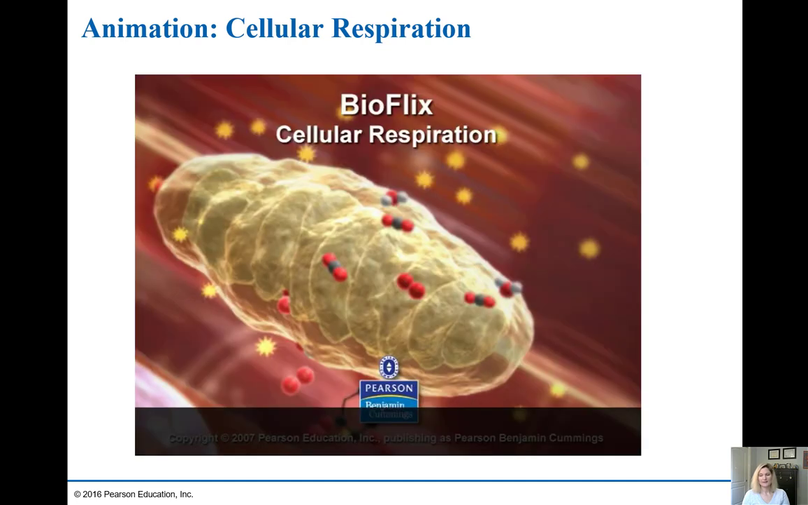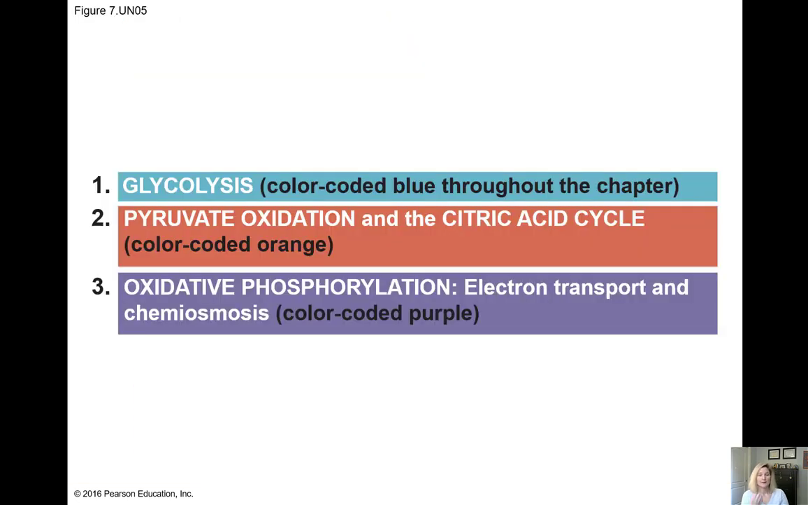Okay, so again, we saw that video last week, but I did want to reintroduce it to get us started in this complicated process. And like I mentioned last week, in your textbook, things are color-coded. So when you see that bluish color, that indicates glycolysis. The orange color would be the citric acid cycle, and then the purple is the electron transport chain.